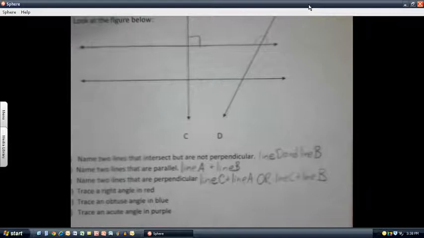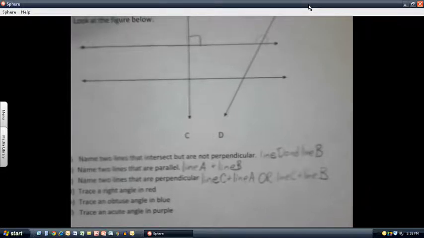Trace a right angle in red. And as I'm looking around, looking for red, I need a blue and a purple. Anna, would you get me a blue and a purple marker, please?